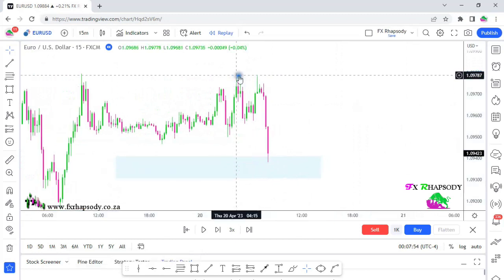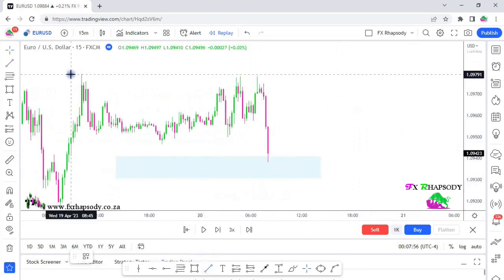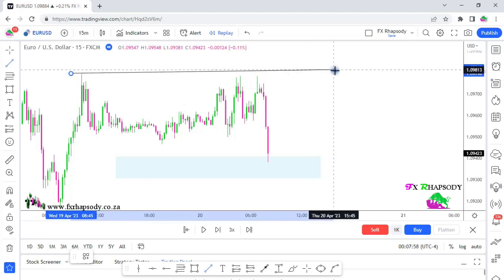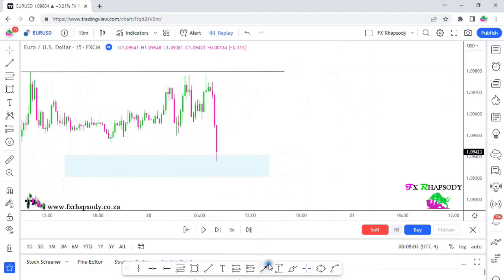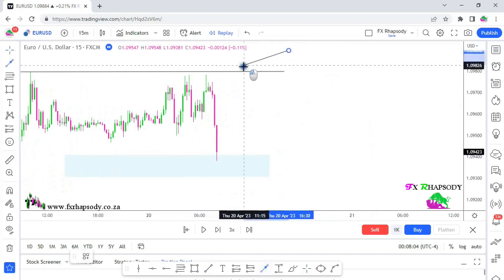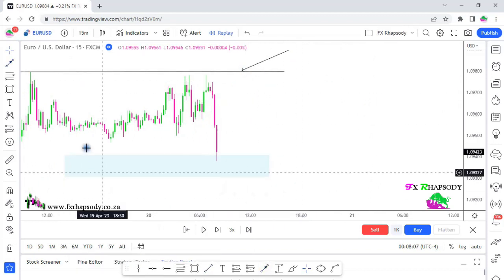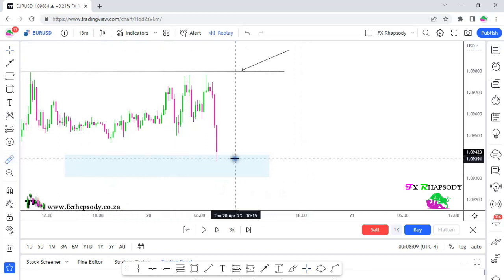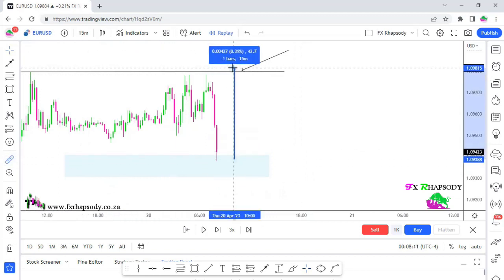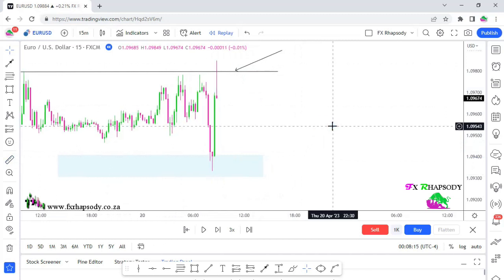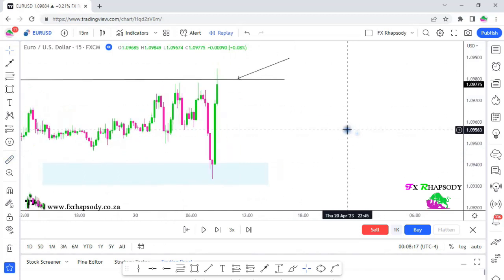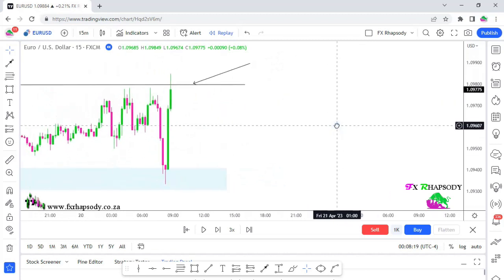I'm just going to take the Fibonacci out. Don't want too many lines on my chart. That's going to be my target area. Right there. That's going to be my target area for price. And if it hits it, I'm going to be sitting with another 40 odd pip trade. And bam, right there. Look there. Now I'm out of the market. Okay, I'm out.